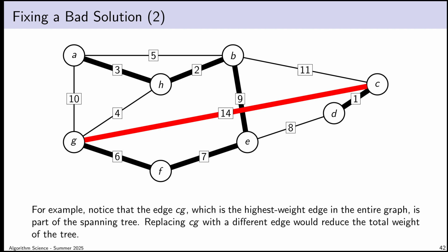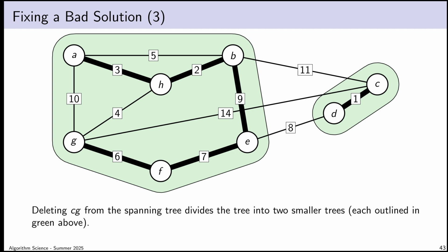Okay, so edge CG, which is the highest weight in the graph, is part of this spanning tree. If I can find a way of replacing CG with some other edge, that would reduce the total weight of the tree. It has to, because CG has a higher weight than any other possibility. So suppose I delete it.